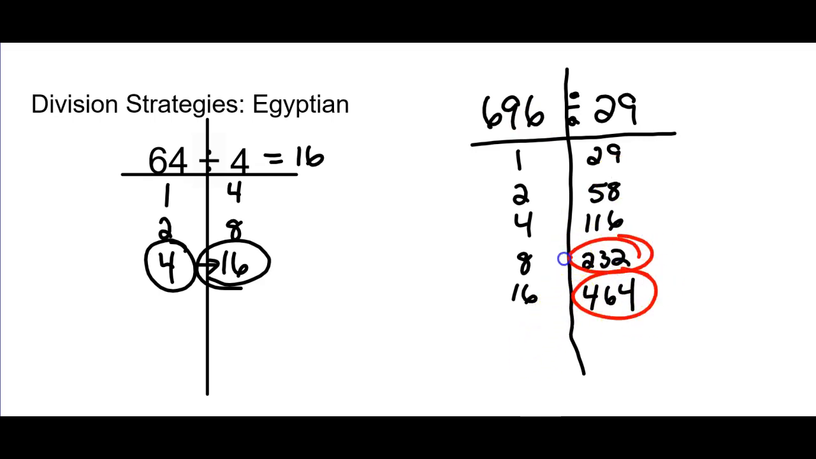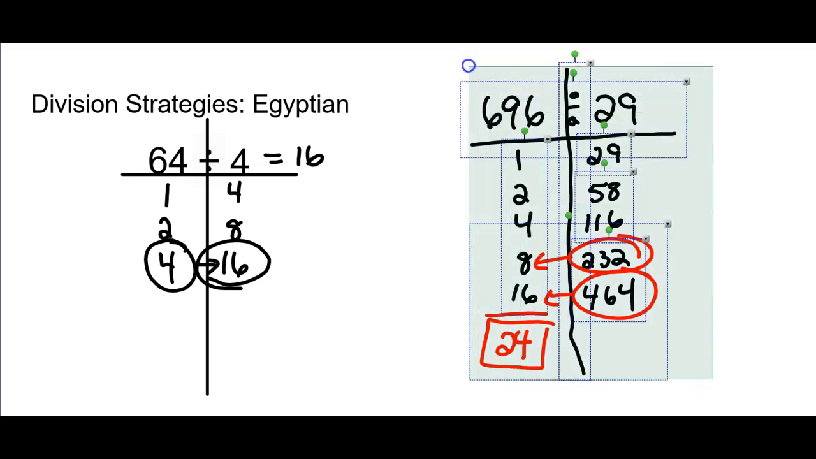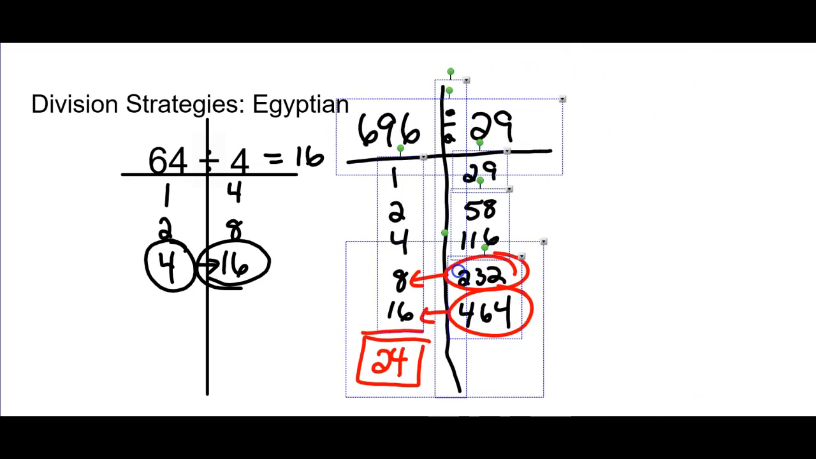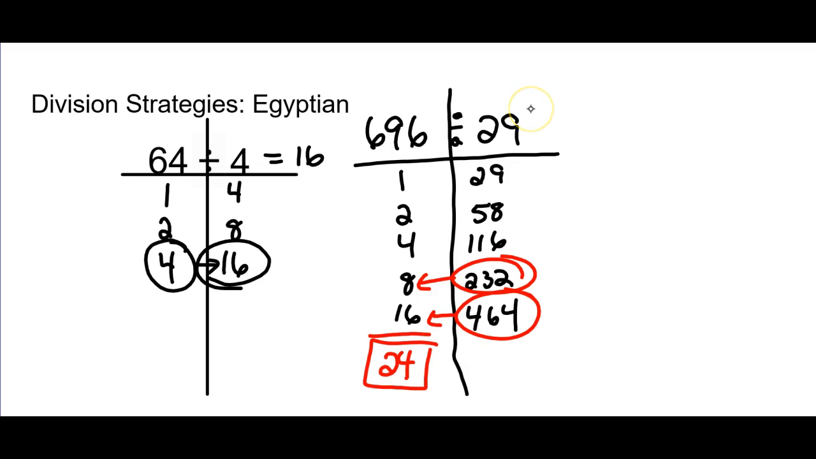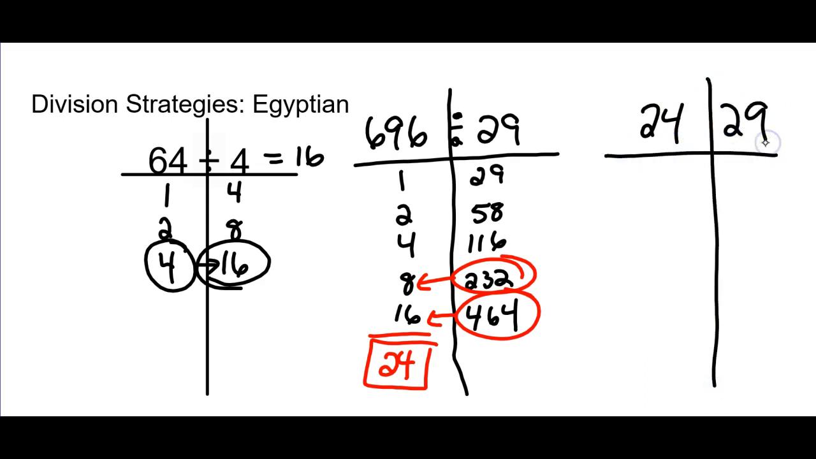And then on the left-hand side, I'm going to say, okay, add up the two corresponding numbers, 8 and 16, and I get 24. And so 24 is how many times 29 will go into 696. A good way to kind of solidify why all this works is to multiply 24 and 29. What happens when we multiply those two numbers using the Egyptian method? So 24 times 29, how do we do that?